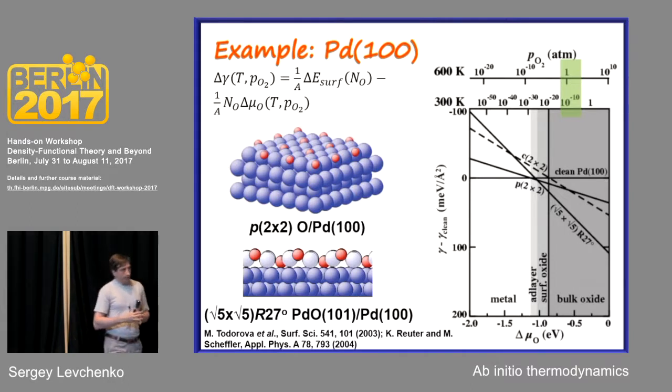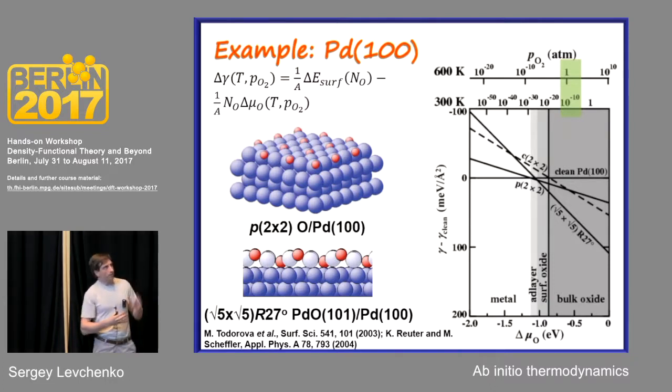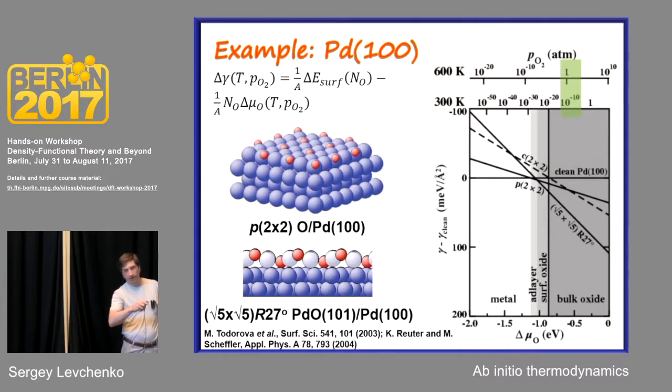So this gives us the kind of knowledge about the conditions, temperature and pressure, at which we expect the oxidation of the surface and then maybe formation of the bulk oxide. But the point is that it looks here that these transitions are very sharp, right? At some point I have a clean surface, then suddenly I have this one.